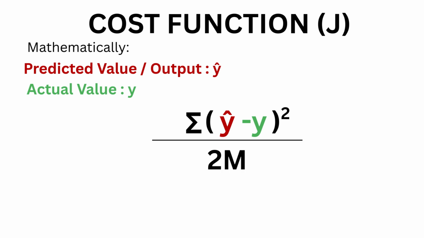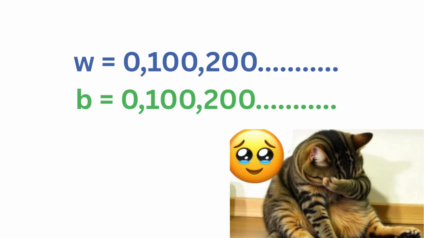The formula looks like this. You might notice a half in front of the equation. That's just a mathematical trick. It makes the calculation easier later. And our ultimate goal is very simple: minimize J. The smaller the cost, the better our model is performing. Now, we could keep guessing random values for w and b, but that would take forever to get optimal values.